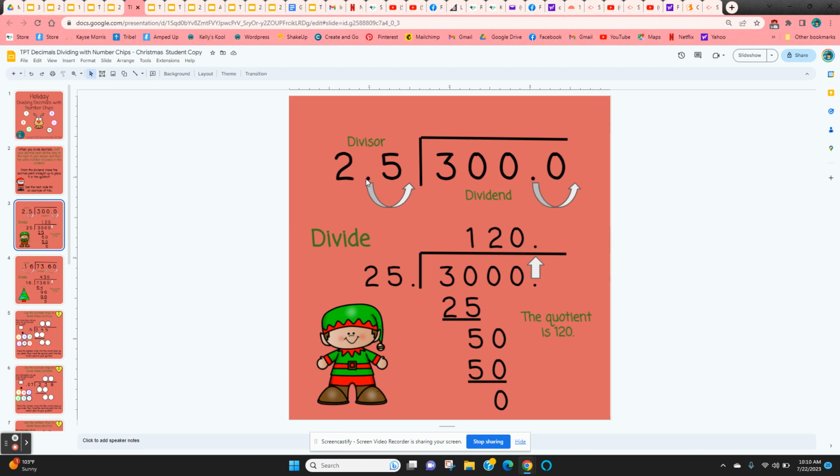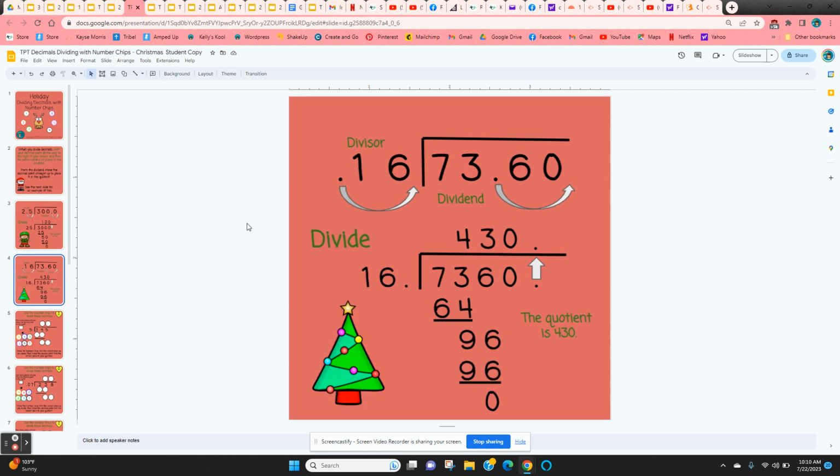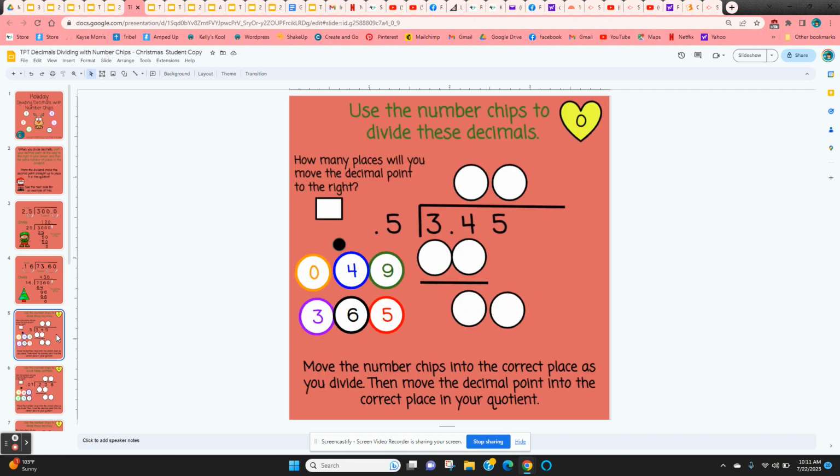Here they're moving the decimal point all the way to the right, which would be in this case one place. So here they have to also, in the dividend, move the decimal point one place to the right. And then it gives an example where they're moving the decimal point two places to the right. Now they're going to start on slide 5, and every slide has these number chips that they're going to move and put into the correct circles to do their division.